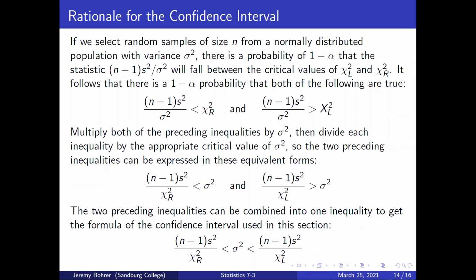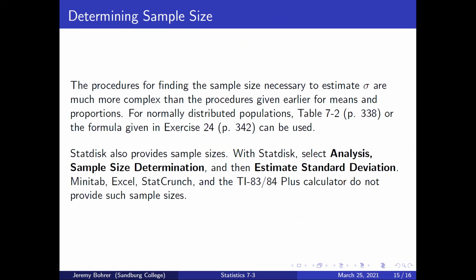Multiply both of the preceding inequalities by sigma squared, then divide each inequality by the appropriate critical value of chi-squared, so the two preceding inequalities can be expressed in these equivalent forms. n minus 1 times s squared over chi-squared sub R is less than sigma squared, and n minus 1 times s squared over chi-squared sub L is greater than sigma squared. The two preceding inequalities can be combined into one inequality to get the formula of the confidence interval used in this section. n minus 1 times s squared over chi-squared sub R is less than sigma squared, is less than n minus 1 times s squared over chi-squared sub L.